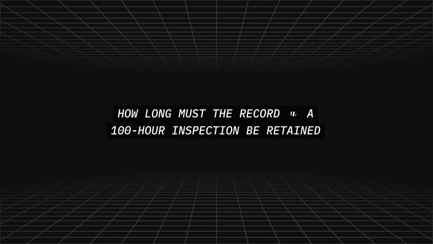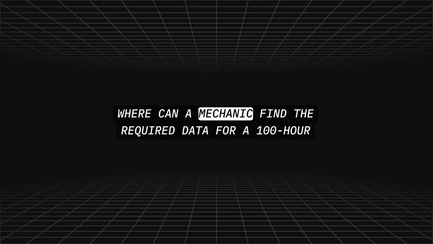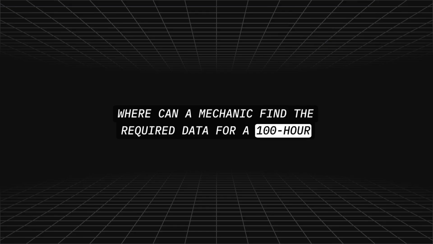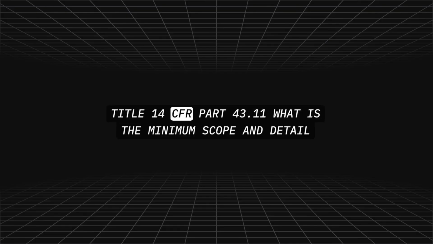How long must the record of a 100-hour inspection be retained by the owner or operator? Until the work is repeated or superseded by other work, or for 1 year after the 100-hour inspection was performed. Where can a mechanic find the required data for a 100-hour inspection maintenance record entry? Title 14 CFR Part 43.11.